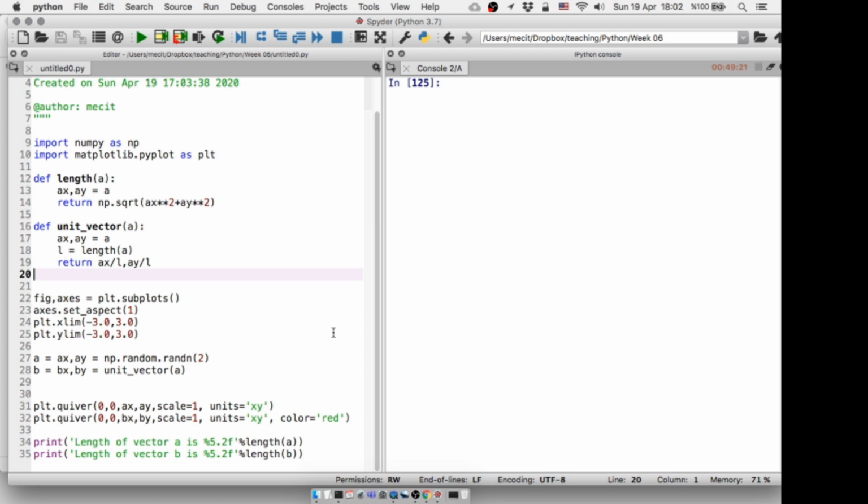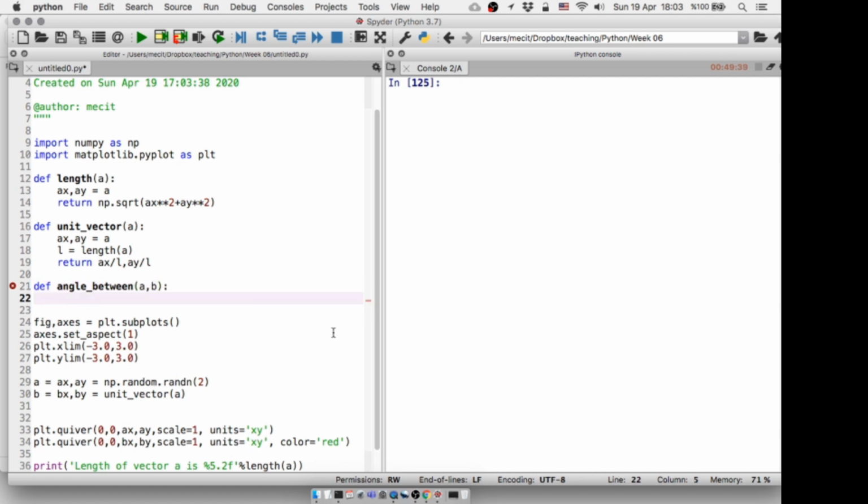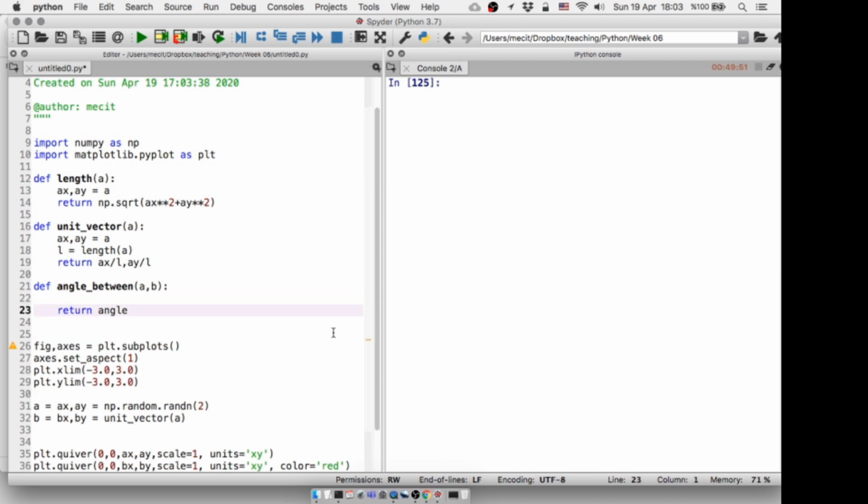Okay. Again, I want to define a function, let's call the function angle_between. I give two vectors A and B as parameters. So this function takes in two vectors A and B and returns the angle between them. So let's begin by unboxing, taking the components out of A and B.